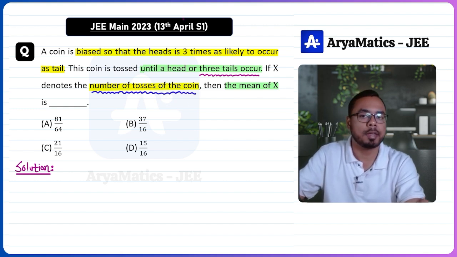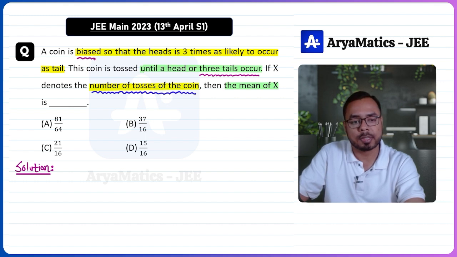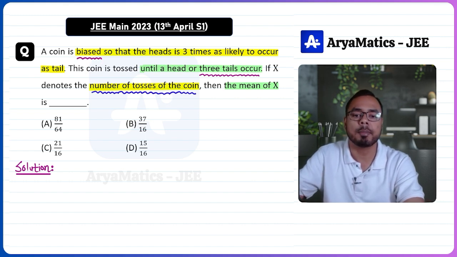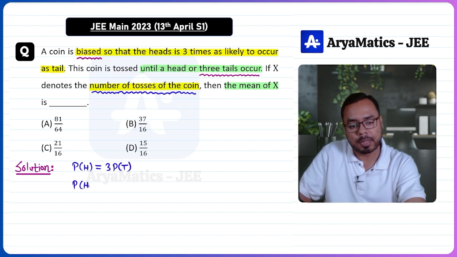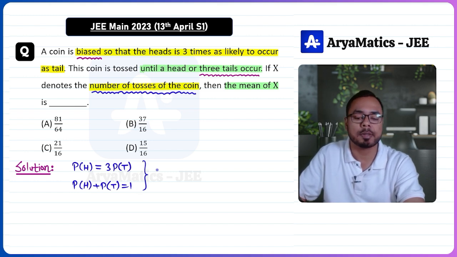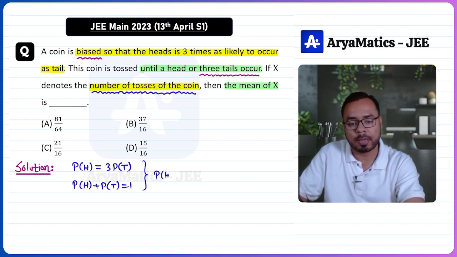Now, first of all, the coin is a biased coin. That means the chance of getting head and tail is not the same, because it is given that head is 3 times as likely to occur as tail. So probability of head is 3 times probability of tail. Also, probability of head plus probability of tail must be 1 because we'll get one of these two outcomes.